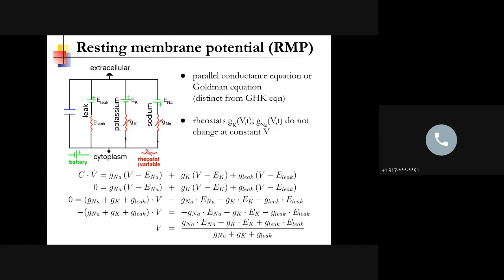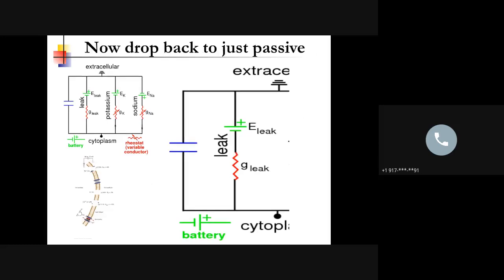So again, any questions, please ask. That's just algebra there. So now we're going to drop ourselves back and just deal with the passive case. So upper left here, we have the active case, and I just white out the stuff that was active, the two rheostats here, and all I'm left with is the leak conductance and the leak battery. And again, conceptual model of a conceptual model, I just white it out again. The pores, except for this one, which we'll call the leak pore.